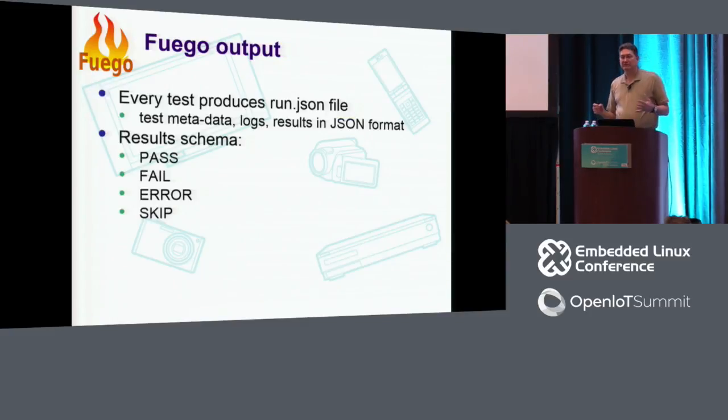In terms of output, every test in Fuego produces a run.json file. So the test metadata, the logs, and the results are either referred to from this file or embedded in the file. And then we have a result schema that's very much like LTP in terms of pass, fail, error, or skip.